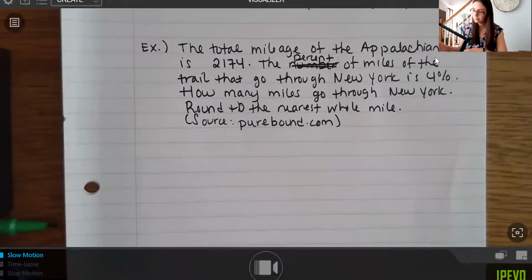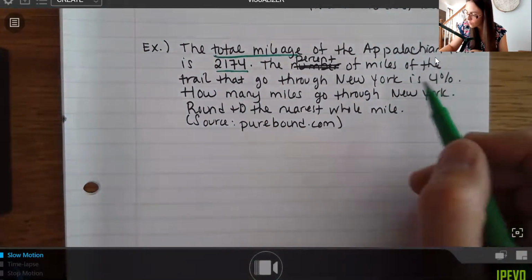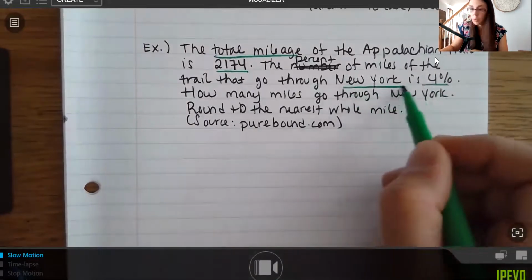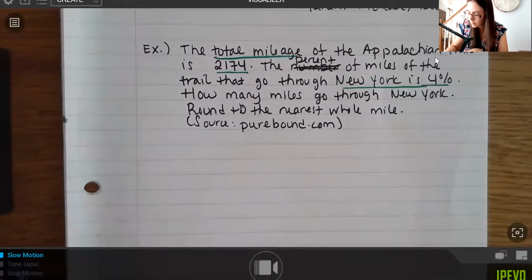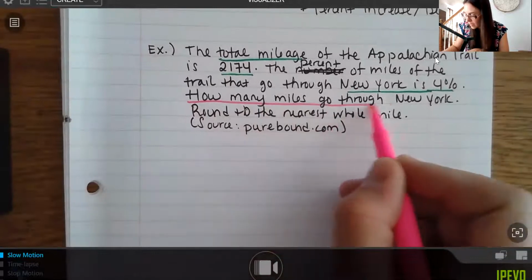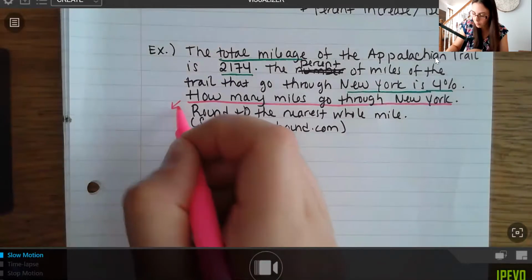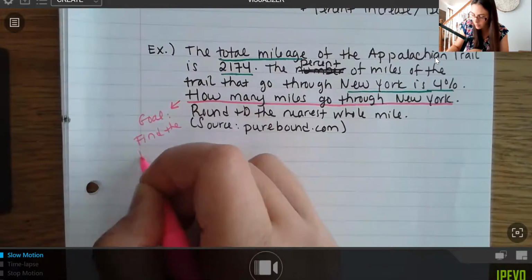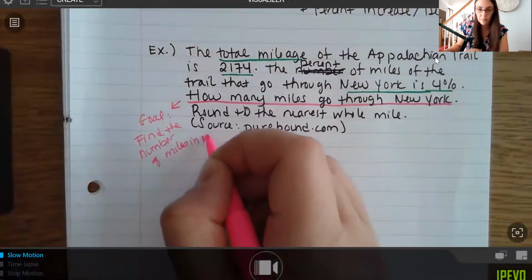So let's see what's going on. I'm just going to underline some key things. The total mileage of the trail is 2,174. I also know that 4% is the amount that goes through New York. And my question here is to find out how many miles go through New York, right? So this right here is my goal. Find the number of miles in New York.